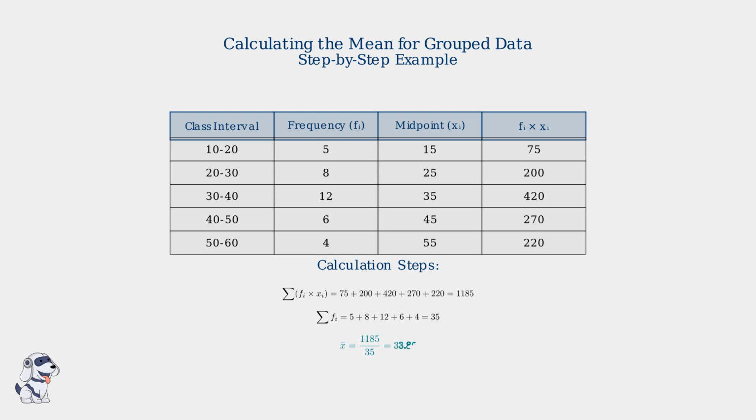Finally, we divide the sum of Fi times Xi by the sum of frequencies. 1185 divided by 35 equals 33.86. This is our grouped data mean. The mean of this group data is 33.86. This represents the average value of all data points in our distribution, calculated using the frequency-weighted midpoints of each class interval.